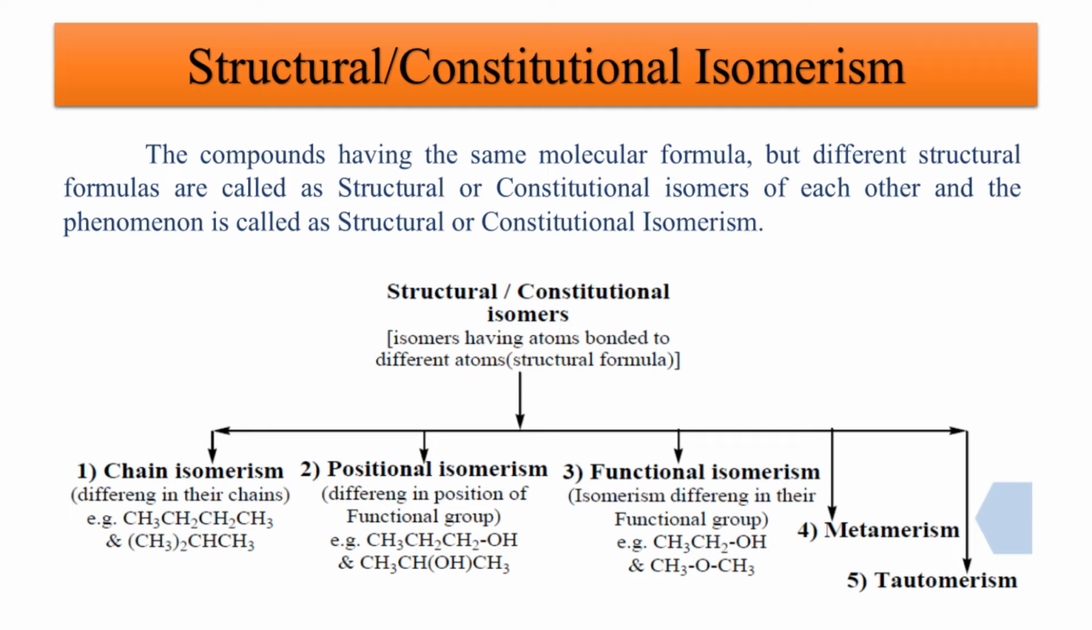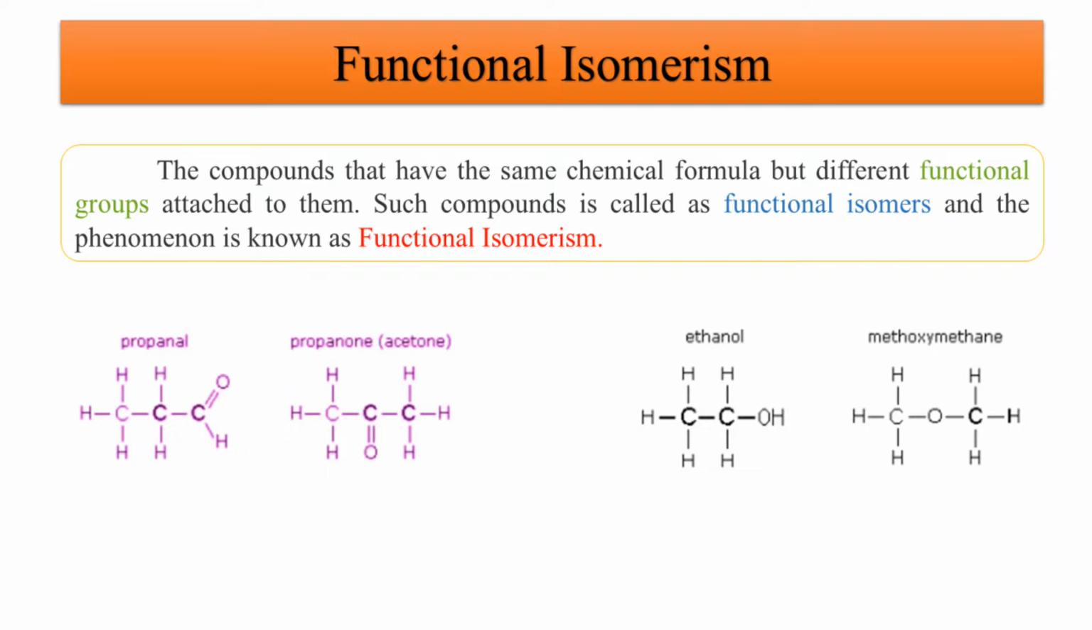Structural or constitutional isomers have the same molecular formula but different atom arrangements. They include chain, positional, functional, metamerism, and tautomerism isomers. Functional isomerism occurs when compounds have the same chemical formula but different functional groups. Examples include propanal and propanone.